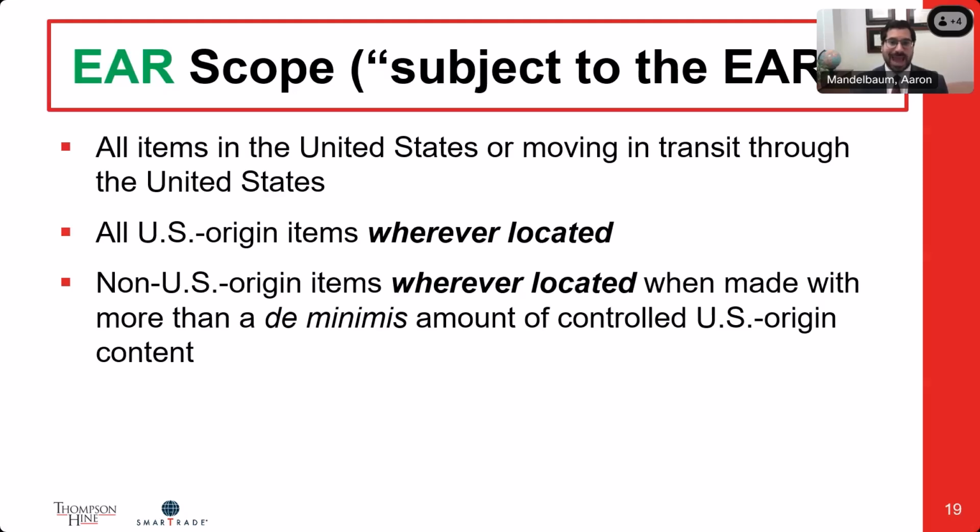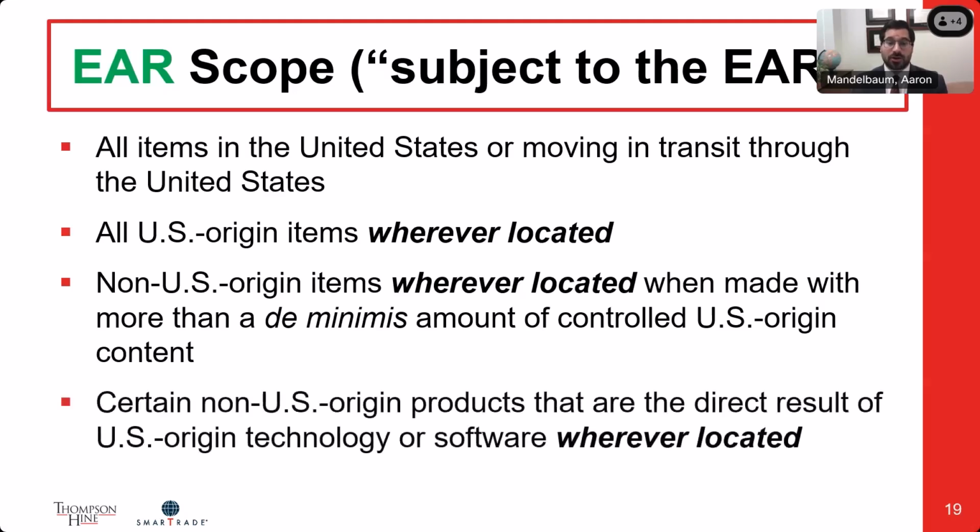The fourth category of items that are going to fall within the scope of the EAR are foreign origin products, but they're the direct result of US origin technology or software, no matter where they're located. And this fourth bullet point really refers to what's called the Foreign Direct Product Rules, or the FDP rules in the EAR. That is what is subject to the EAR.